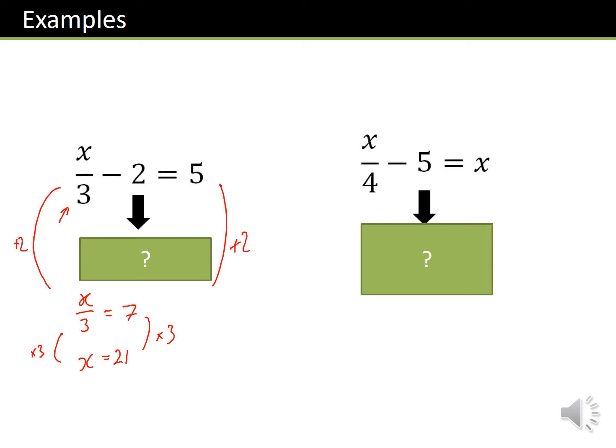Okay, next one up, we've got a similar kind of idea. So if you did want to pause the video now and just check that you've understood the method of the first example, you can do. Right, so we've got this fraction, x over 4, but the problem is, at the moment, this isn't on its own, so we need to get that on its own first. So what we're going to do is add 5 to both sides.